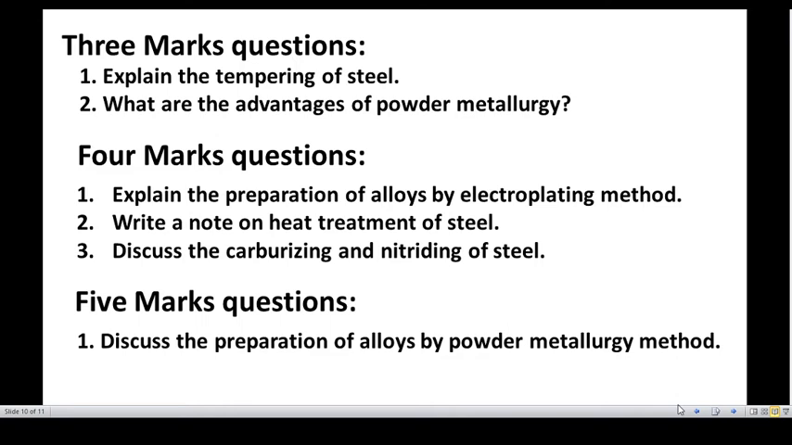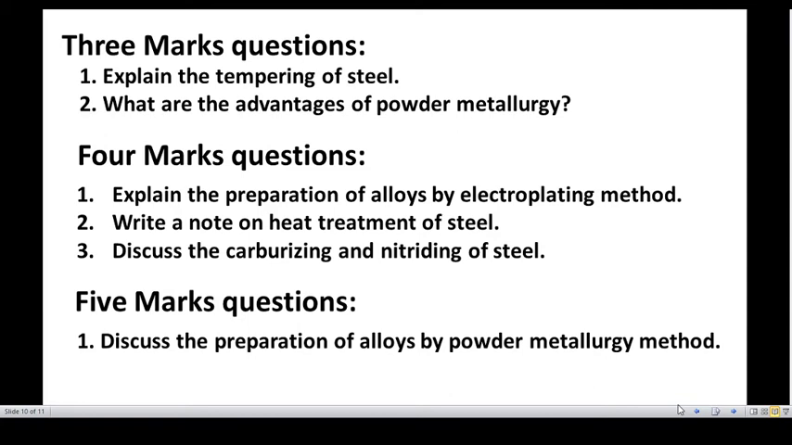So usually heat treatment is done by annealing, normalizing, hardening, and tempering. These are the four widely used heat treatment processes. So this is the answer for the second question, that is, write a note on heat treatment of steel.